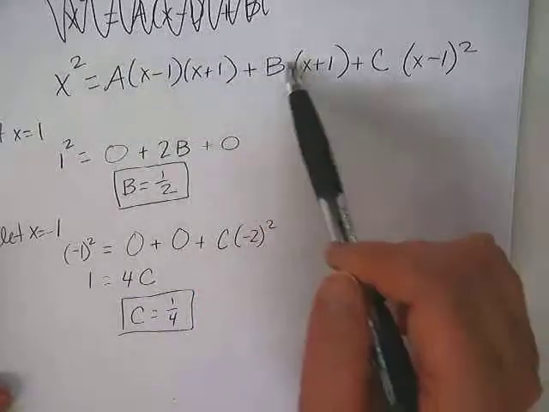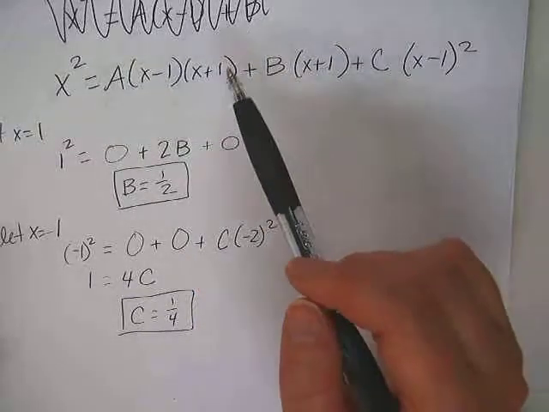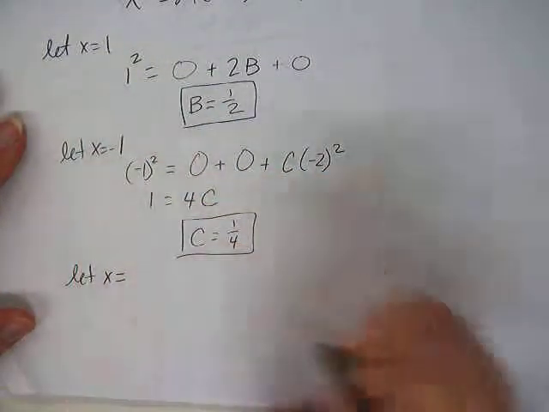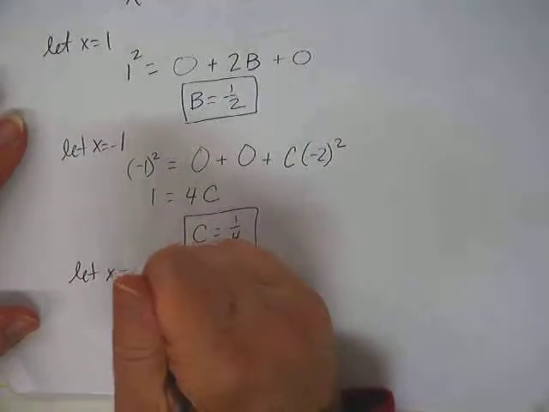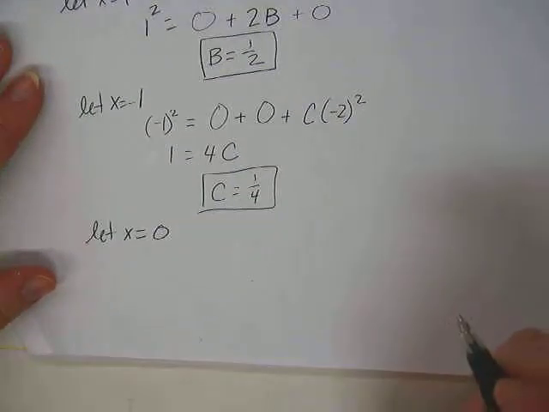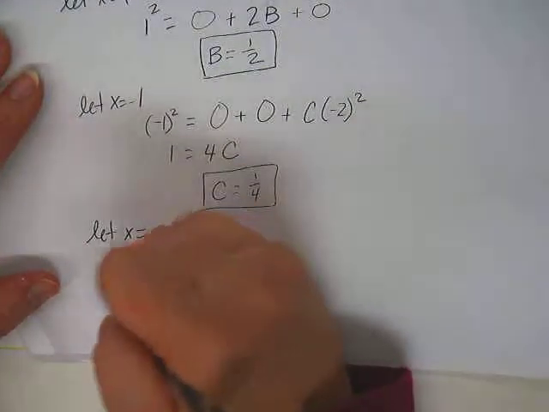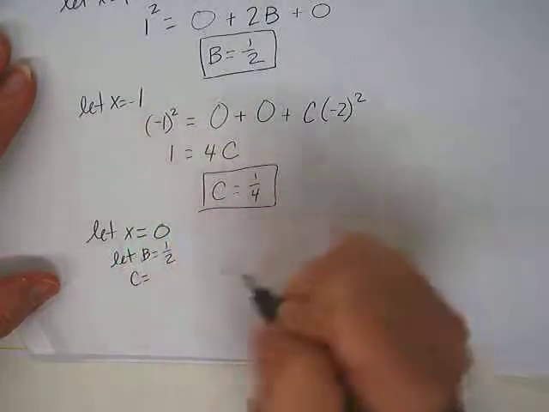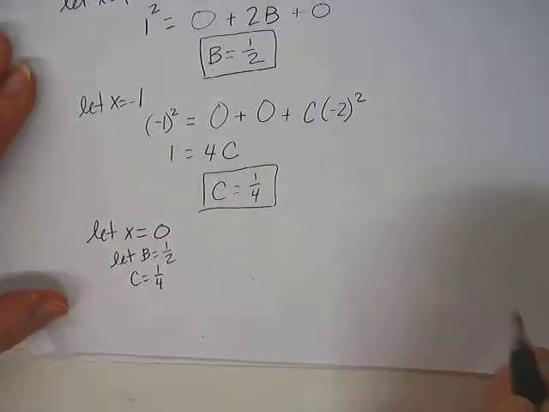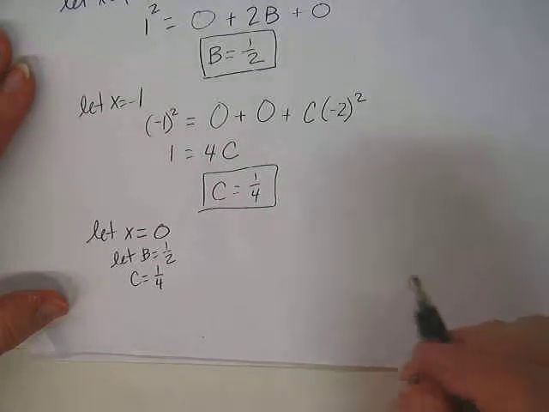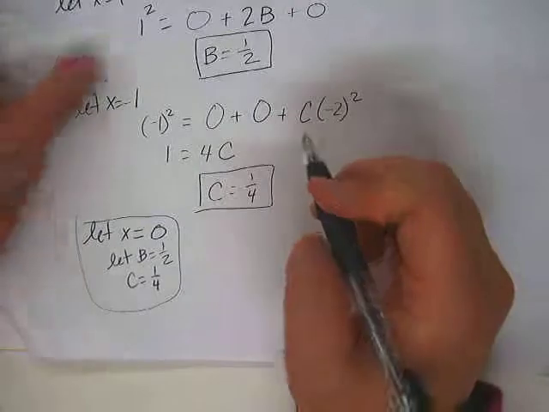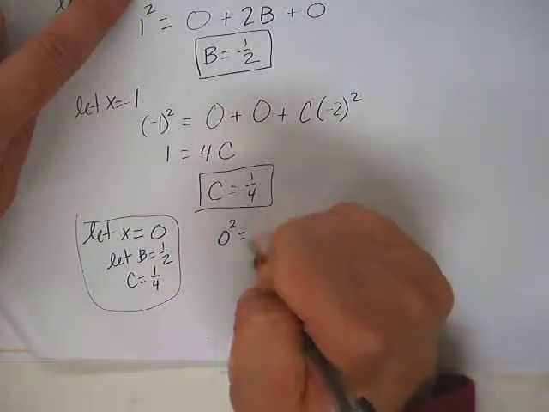Okay. Now the problem is we can't find a by getting rid of the other two. So we're going to do something different. We're going to let x be something completely different. We're going to call x 0, because 0 is really easy to plug in. And we're going to let b equal 1/2 and c equal 1/4. Why are we going to do that? Because that's what they equal.